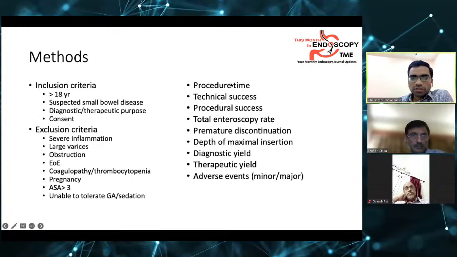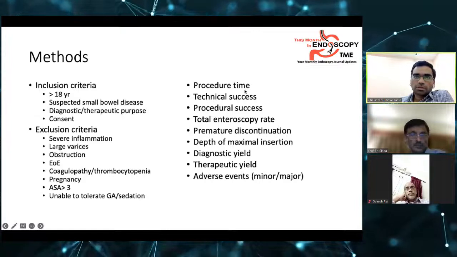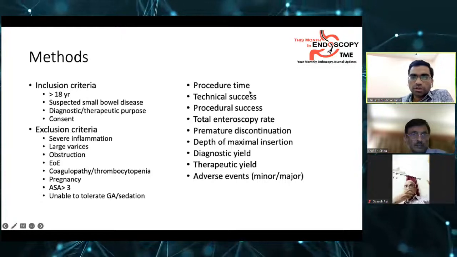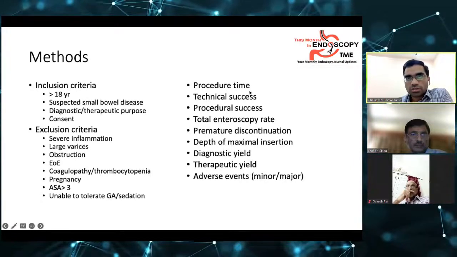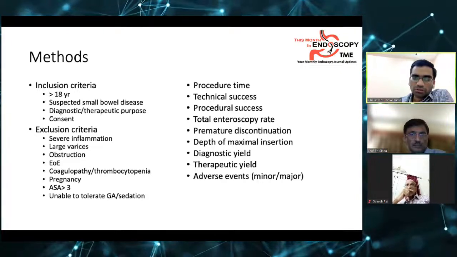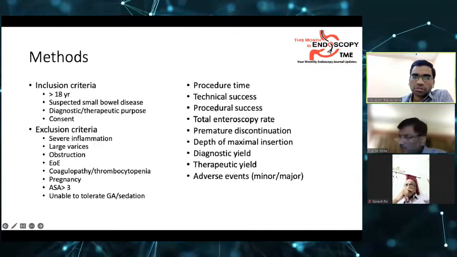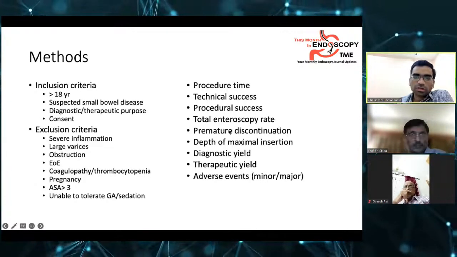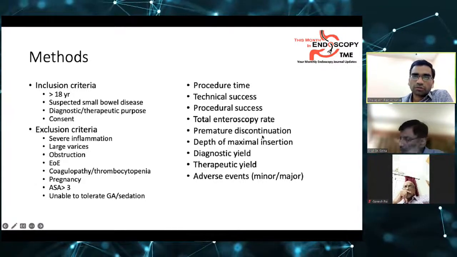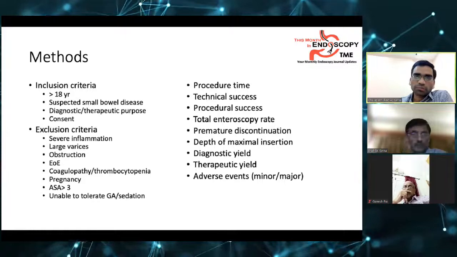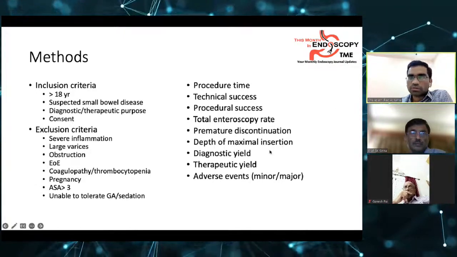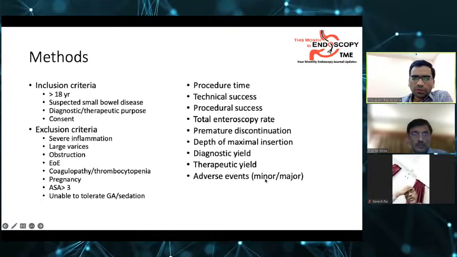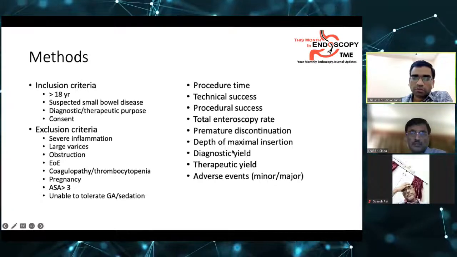The various parameters were studied. Procedure time was defined as the complete enteroscopy procedure, in and out, from insertion to withdrawal of the scope. Technical success is when you cross the ligament of Treitz in an antegrade procedure, or cross the IC valve in a retrograde procedure. Total enteroscopy rate was also studied. Premature discontinuation was defined as having to discontinue the procedure before reaching the point of interest. Depth of maximal insertion, either distal to the ligament of Treitz or proximal to the IC valve, was recorded, though it is very arbitrary in spiral enteroscopy.